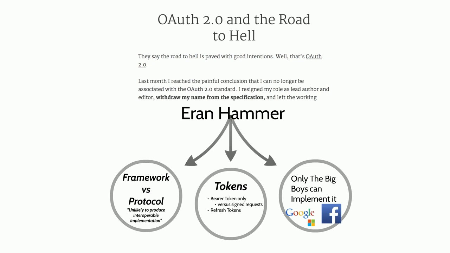They had changed it from a protocol to a framework. They wanted to be able to build more layers on top of OAuth. And he was frustrated with complexity and how hard it would be to make something interoperable. That was the first complaint.